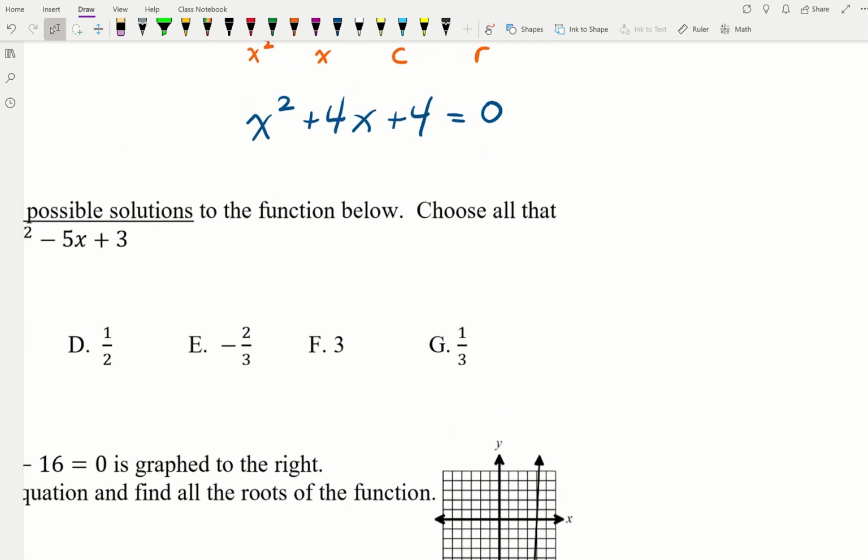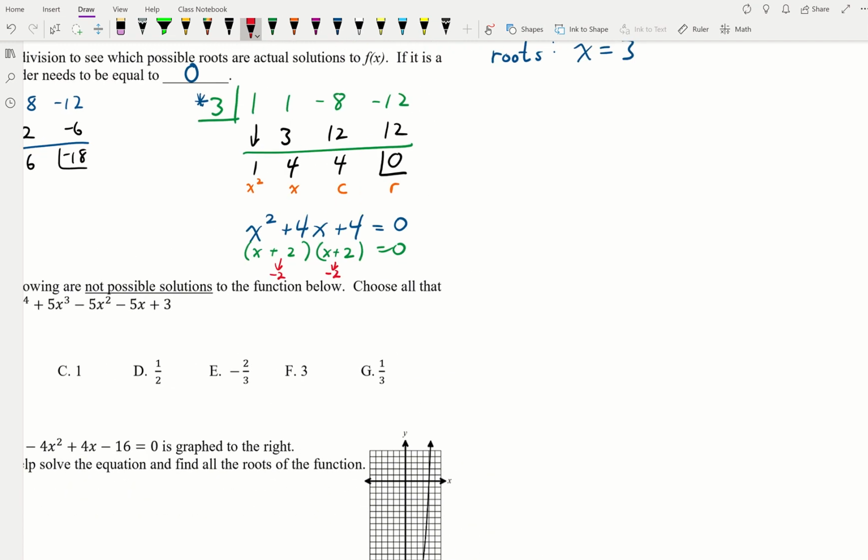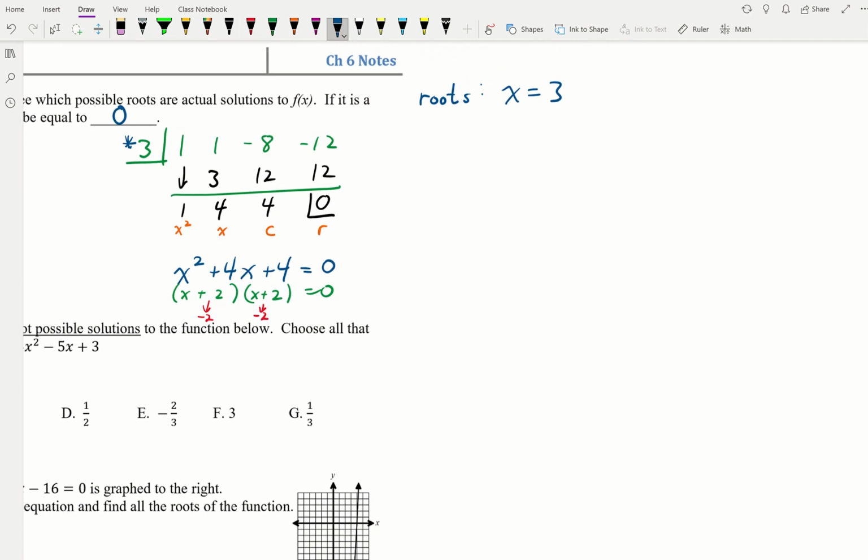And when I solve this, I can factor. So I'm going to do 2 binomials, x and x. Positive here means they're the same, so they're both plus. And then I need factors of 4 that multiply to 4 and add to 4x. It's going to be 2 and 2. And what I find out is that the other solutions are -2 and -2. So the roots of this polynomial end up being x equals 3 and -2.